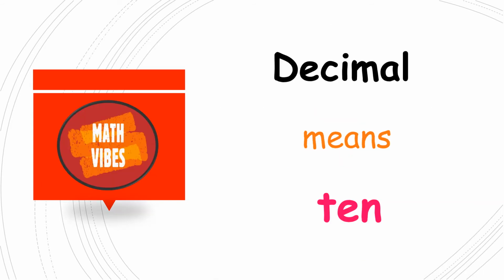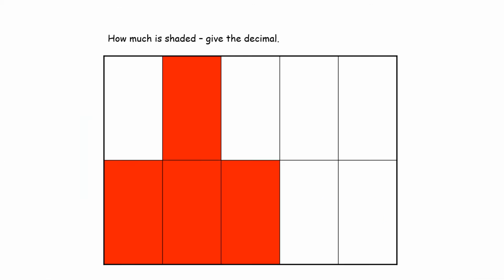So decimal means 10. Okay, the word decimal is made with this deci. Okay, deci means 10. So now sometimes you are being given this type of a box. Okay, so first of all, when you have to find out how much is shaded, and you have to give the decimal also, and the question is like this.